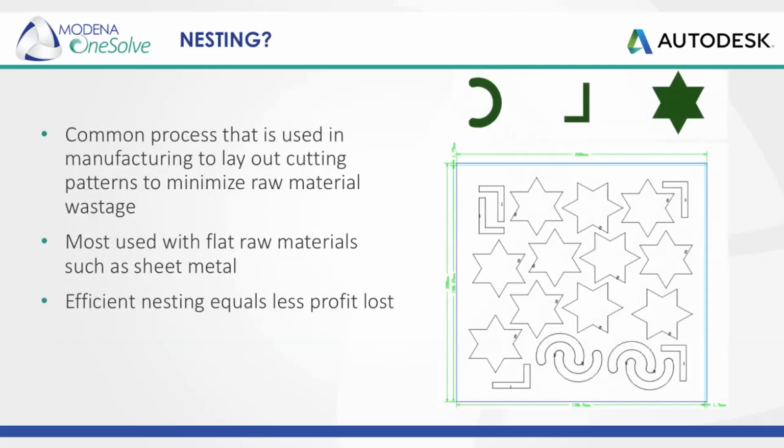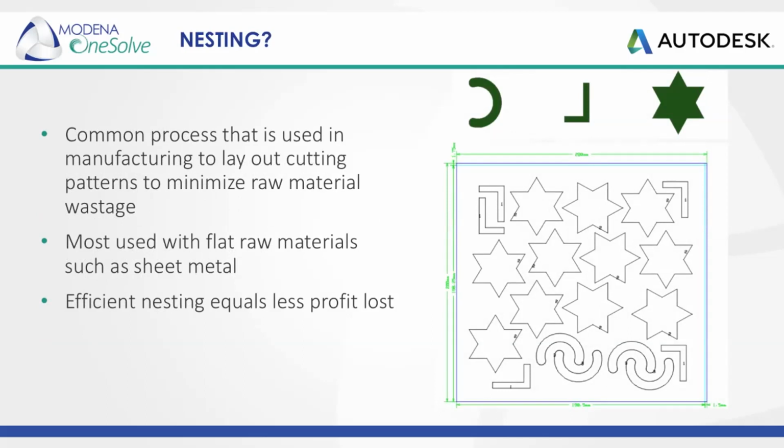First off, what is nesting? Nesting can be described as a common process that is used in manufacturing to lay out cutting patterns to minimize raw material wastage. It's a process followed in order to extract shaped components from a flat sheet of raw material. A great example of this would be sheet metal flat patterns or shape profiles that need to be organized and laid out onto a sheet of metal prior to being transferred to a cutting machine.